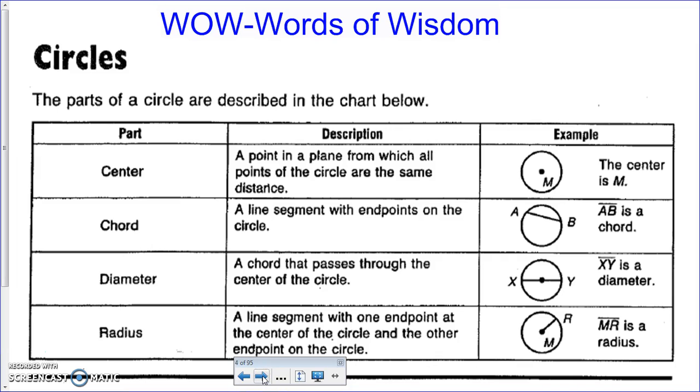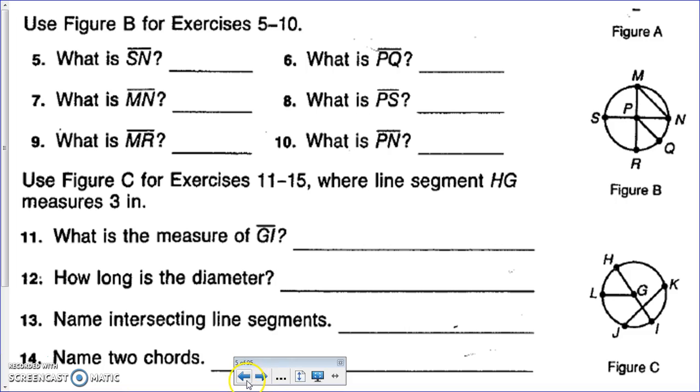Circles. The parts of a circle are described in the chart below. Again, most of them we've gone over already, but we also have the center. That's the point that's in the exact middle of the circle. Then we have chord, diameter, and radius, as we reviewed on the last page.